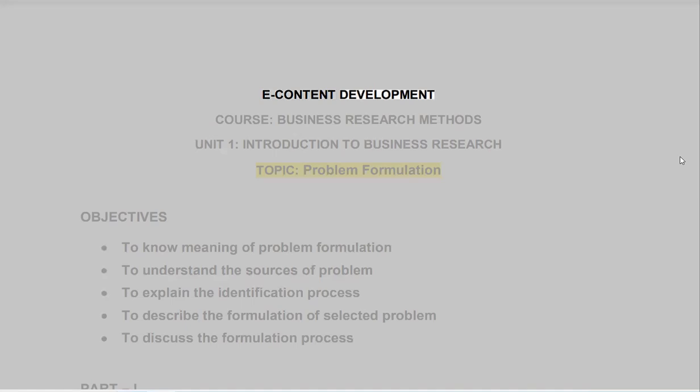E-content development. Course: Business Research Methods. Unit 1: Introduction to Business Research. Topic: Problem Formulation. Objectives: to know the meaning of problem formulation.